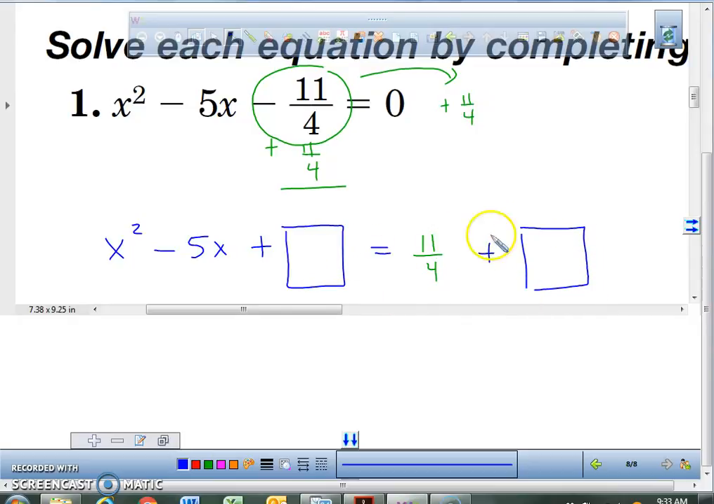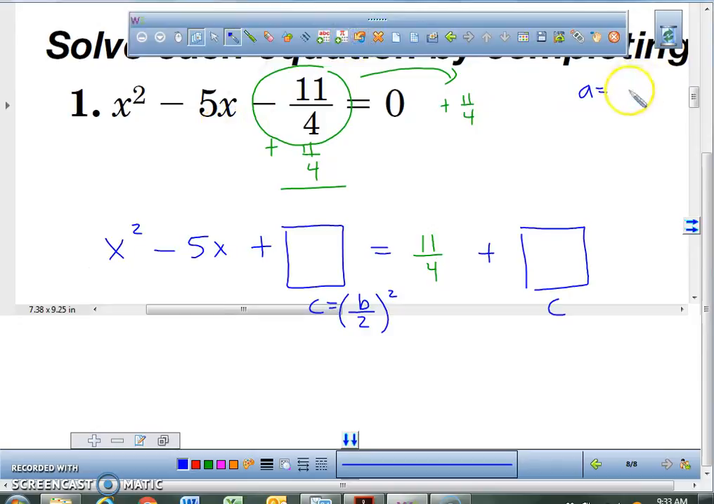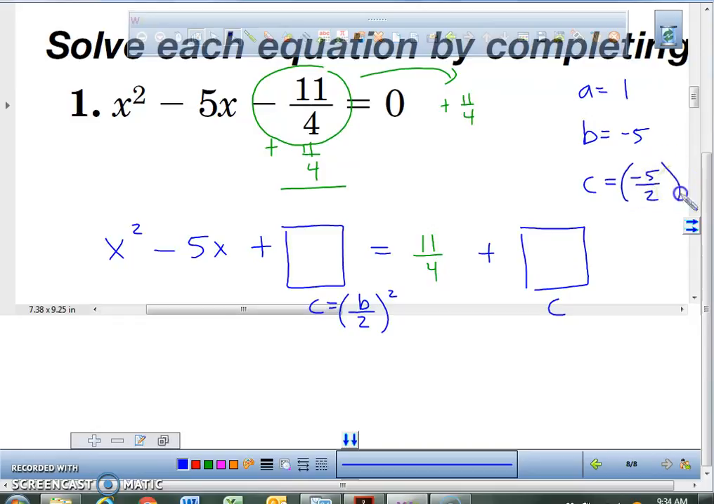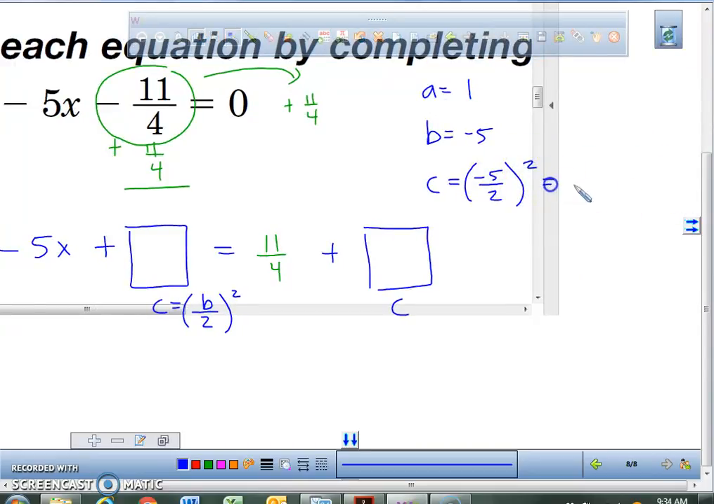Whatever you do to one side of the equation, you have to do to the other side of the equation. Note that this is the c value that we're looking for. Our c value, from what we talked about yesterday, is always the b value divided by 2 squared. Okay? So right now, our a value right here is a 1, even though you can't see it. We automatically assume it's a 1 if there's no number in front of it. Our b value is a negative 5, and our c value will be what? Half of negative 5, and what do we have to do? We have to square it, and that gives us 25 over 4.